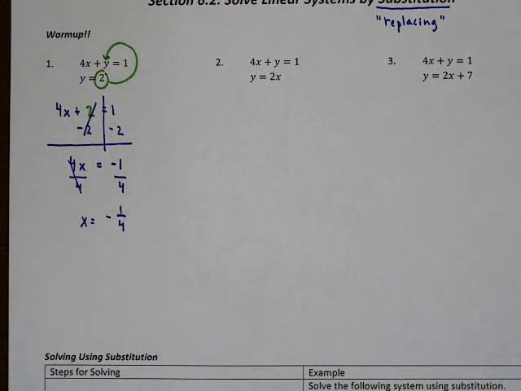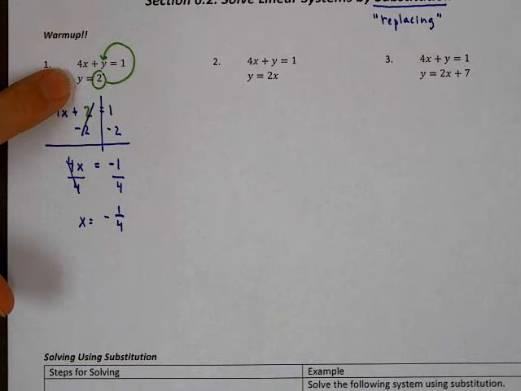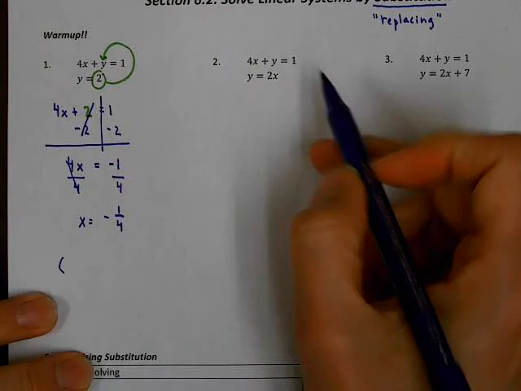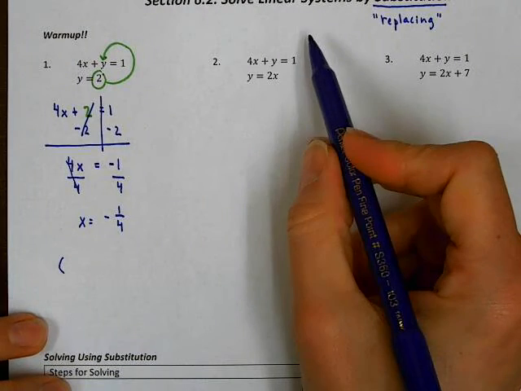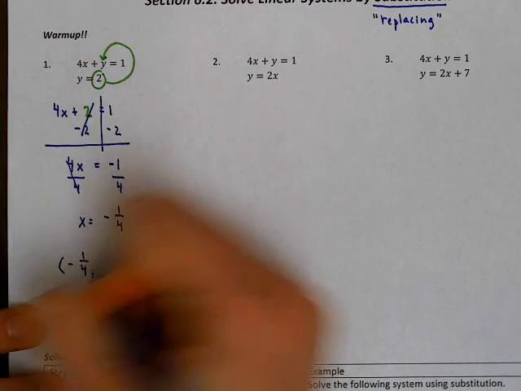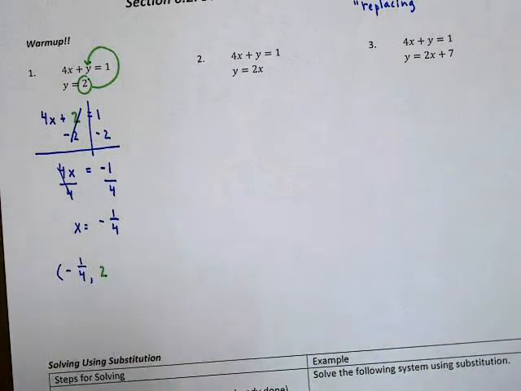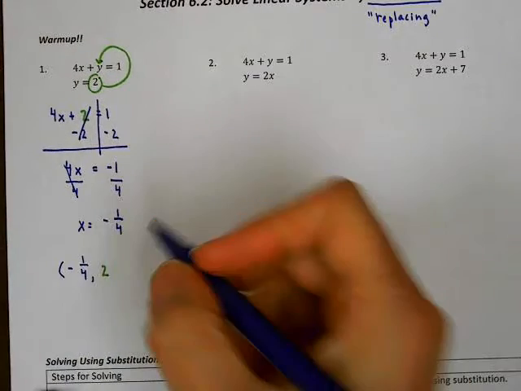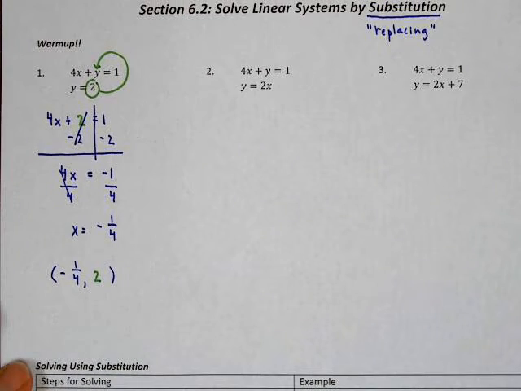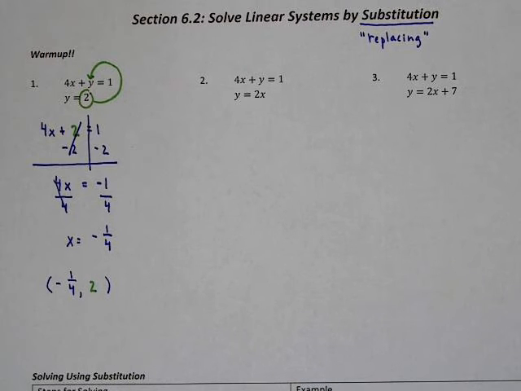So now I know x equals negative 1/4. I was already told that y is equal to 2, so then my solution, remember we said solutions of linear systems are ordered pairs, so our solution would be negative 1/4, comma, and then our y value would be that 2 that we were given. So this is a pretty straightforward example of substitution. We're used to substituting numbers in for variables.